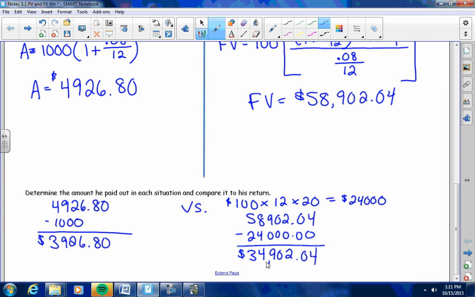So you can earn a lot more interest if you are putting in a payment every single month. Okay? You can get a nice amount of money in the end in interest. Okay? All right. Let's flip it over.